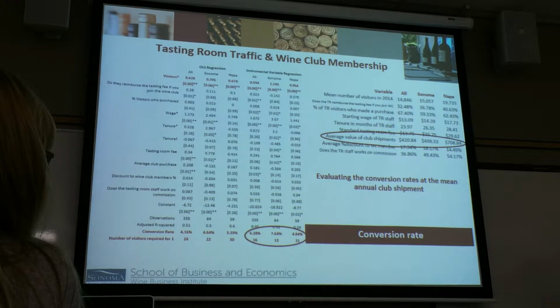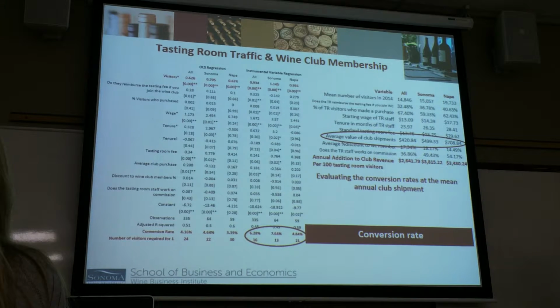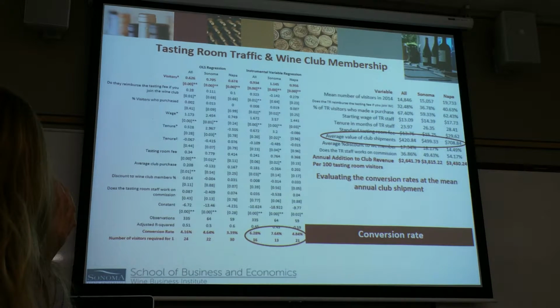Then I just kind of said, if you take the conversion rate and multiply it times the average annual shipment, you get an annual addition to club revenue per 100 tasting room visitors of about $3,800, $4,000 for Sonoma, and about $3,400 for Napa. So for every 100 visitors, we're going to get 7 or 4 tasting room club members. Multiply that times the annual shipment, and that's your annual increase in club revenue per 100 tasting room visitors.